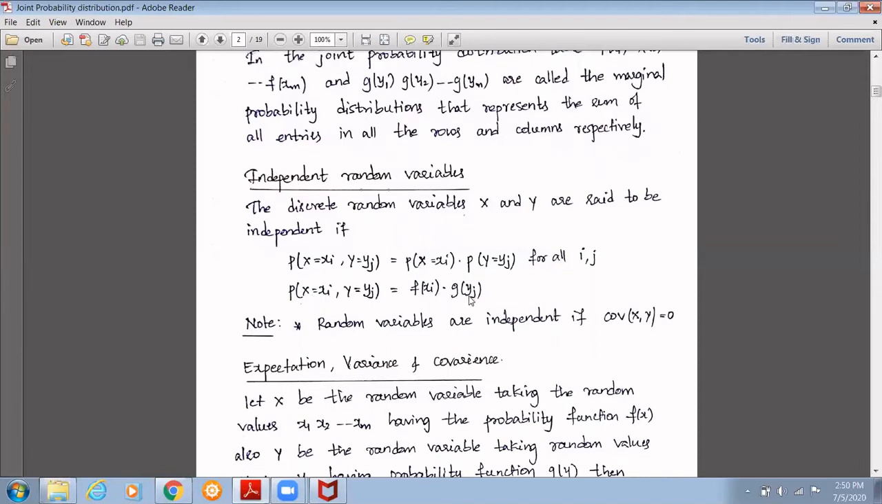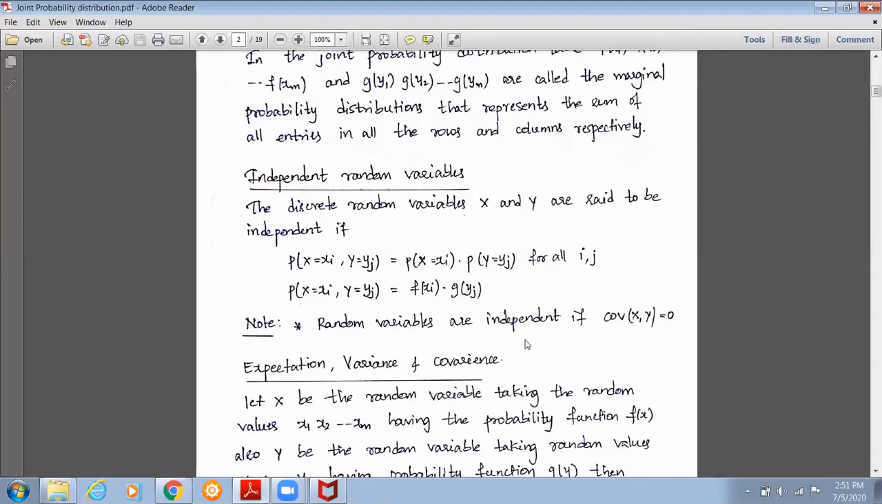It means if the joint probability is equal to the product of the marginal distributions, then we call the random variables x and y independent. So I repeat again, if the joint probability is equal to the product of the marginal distribution entries, we call them independent random variables. And we have one more result.